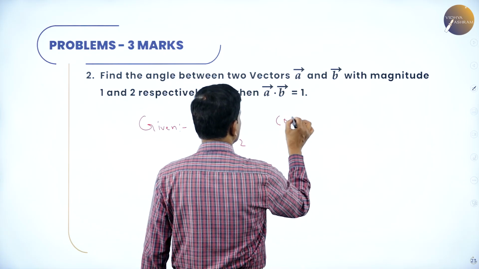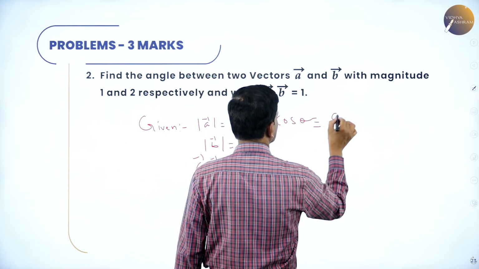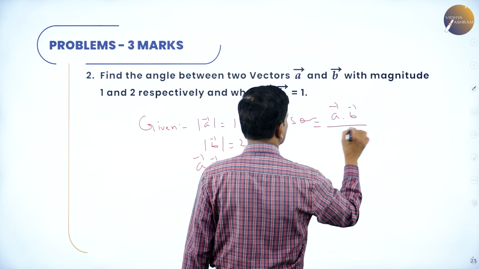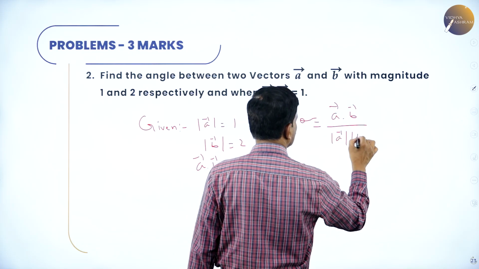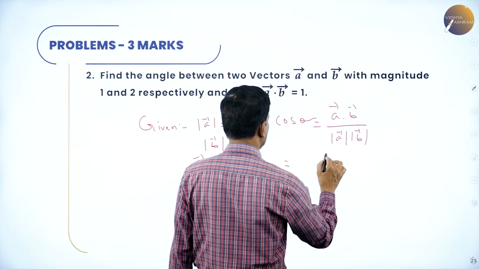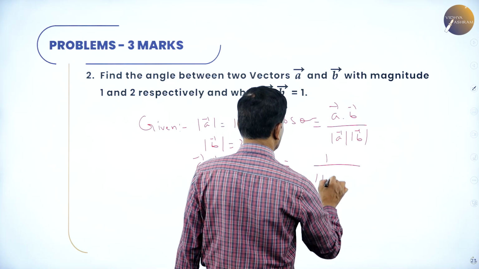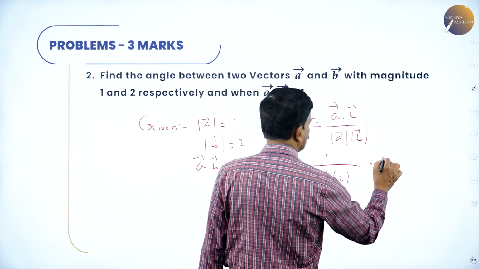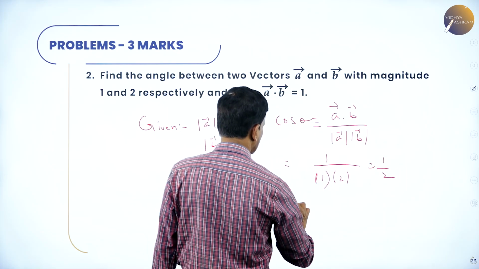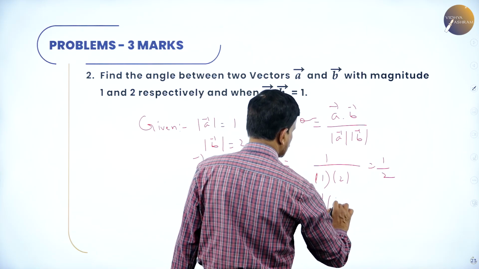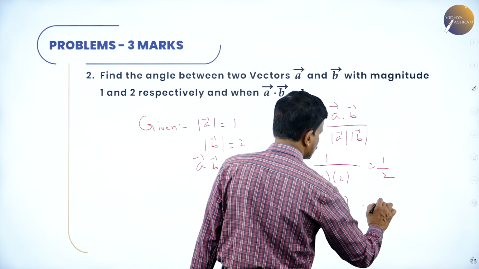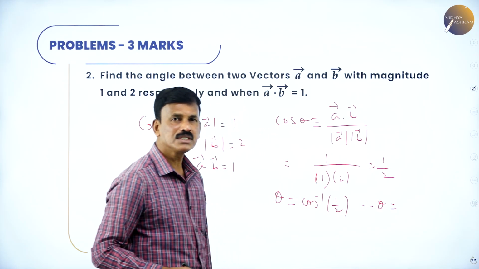So, what is the formula? Cos theta is equal to A dot B divided by length of A into length of B. A dot B is 1, divided by length of A, which is 1, and length of B, which is 2. This is equal to 1 by 2. Theta is equal to cos inverse 1 by 2, which implies theta is equal to 60 degrees.